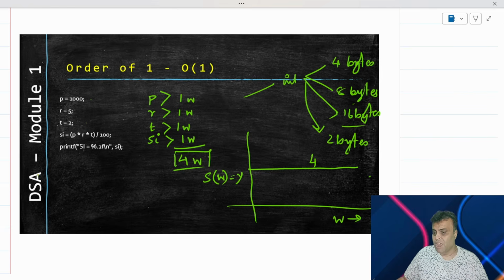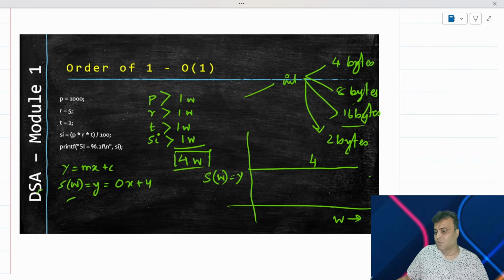4. And we have also established just now that this means y equal to mx plus c, which is represented as your SW, which is equal to your y, equal to 0x plus 4. Here my m has become 0. That means my slope is 0 and hence it executes itself in a constant amount of time. Right? So that is that constant amount, 4. It always will execute with a constant amount of, or in fact, it is not a constant amount of time, we are discussing space.